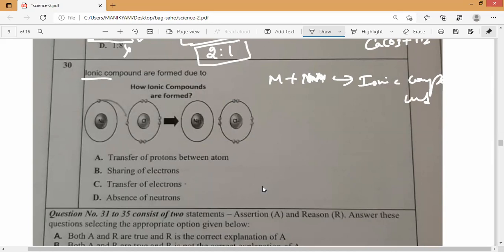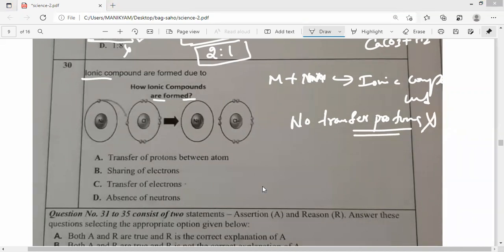Now you can see how ionic compounds are formed, they are saying. Transfer of protons between them. As I said, there is no transfer of protons. Protons will never change. Understand? Protons only decide the characteristics of an atom. Is it yes or no, guys? Respond. Protons are always fixed. Who will transfer?